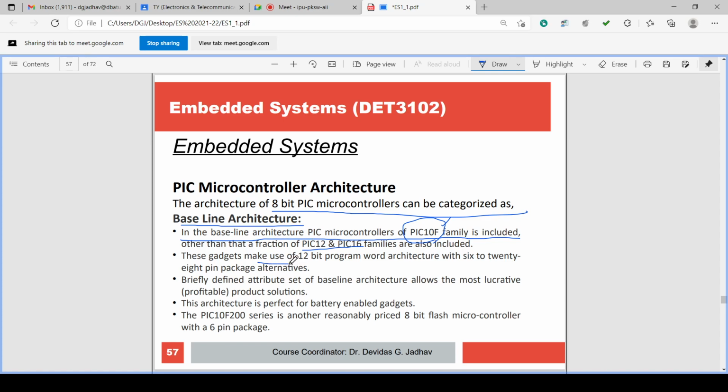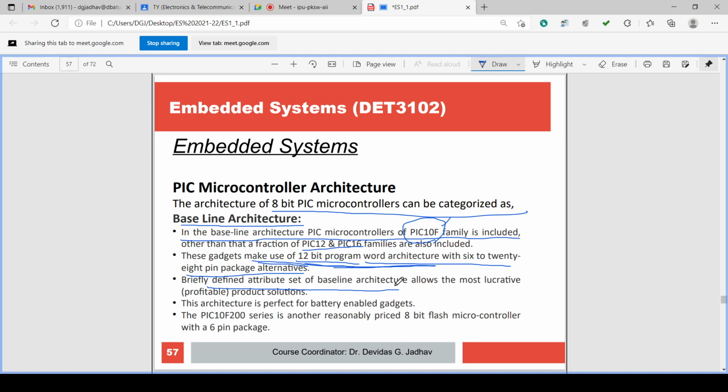These gadgets make use of a 12-bit program word architecture with 6 to 28 pin package alternatives. A 6-pin architecture is there up to a 28-pin architecture. A variety of architectures and alternatives are there.